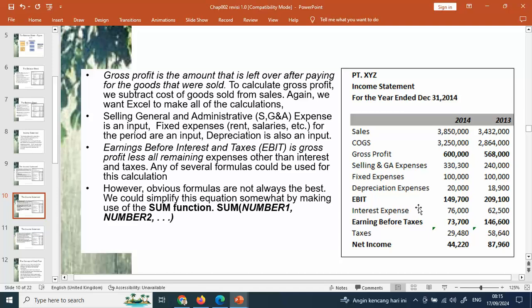Earning before tax 73. And then you pay tax, corporate tax. Every company has to pay corporate tax. So the tax is around 30%. Big, yeah? 30% tax from the profit. Crazy. Net income 44. This is the income statement.